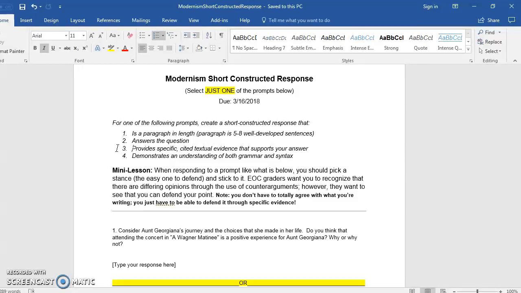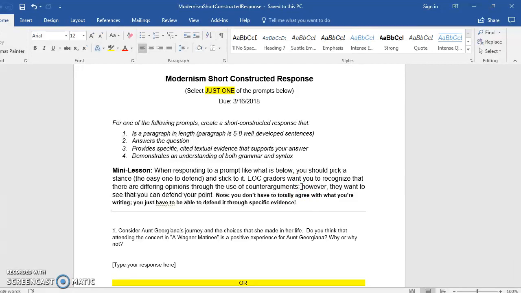Even though in your mind you're like, well, I could argue this and I could argue that, I can see both sides, and that's great that you can see both sides, but you need to stick to one side in your defense. What EOC graders want to see is that you can recognize that there are differing opinions out there. They want you to do that through the use of a counter argument, like one sentence that recognizes the opposition. However, the rest of your writing needs to defend the point that you pick from the beginning.